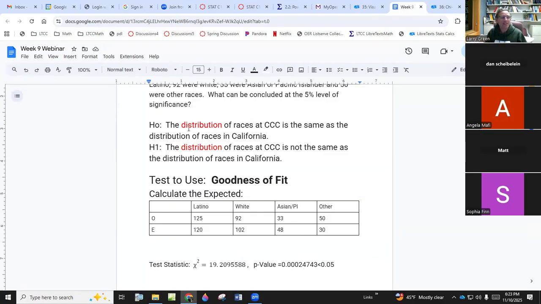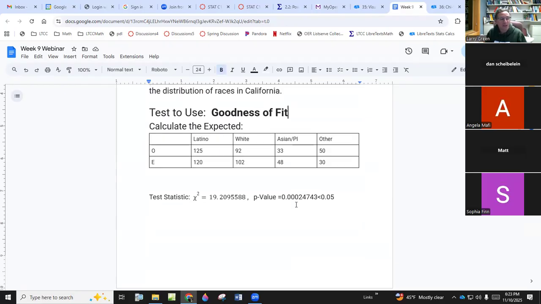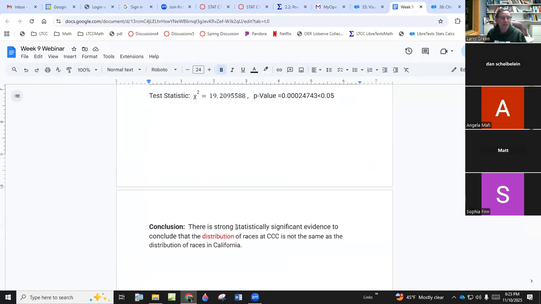Here's the nice thing about the goodness of fit test: I can just copy H1, and that's going to be a big part of the conclusion. So here's what we say. There is strong, and I can say the word strong because the p-value is less than 0.01. Remember, that's the necessity for strong evidence. There is strong statistically significant evidence to conclude that. Notice these words, and by the way, if you don't put those words in, I do take off points. If the p-value is say 0.03, you wouldn't say strong, you would say there is statistically significant evidence to conclude that the distribution of races at California community colleges is not the same as the distribution of races in California.